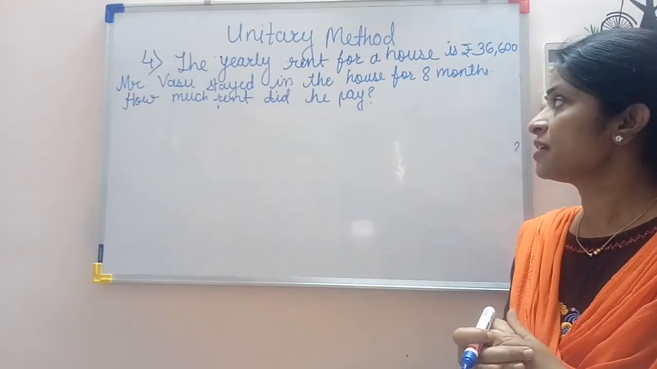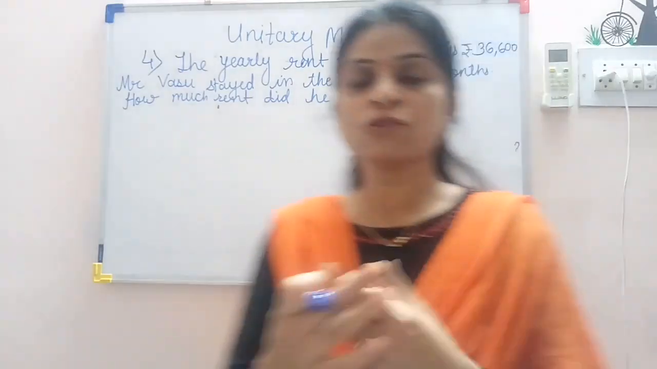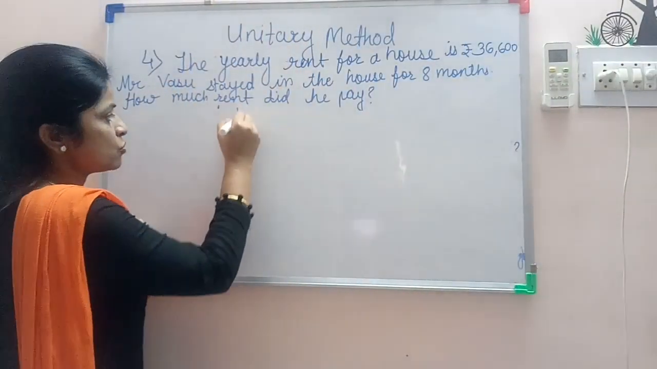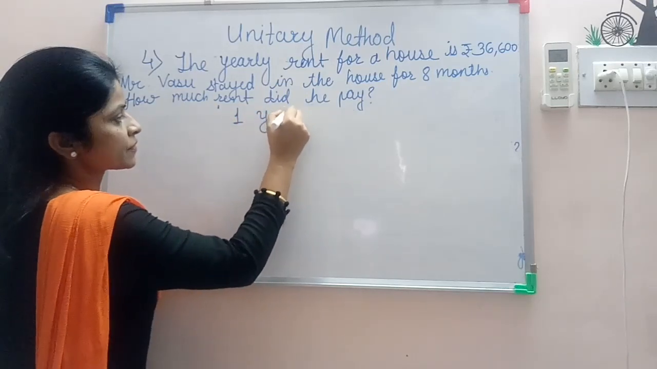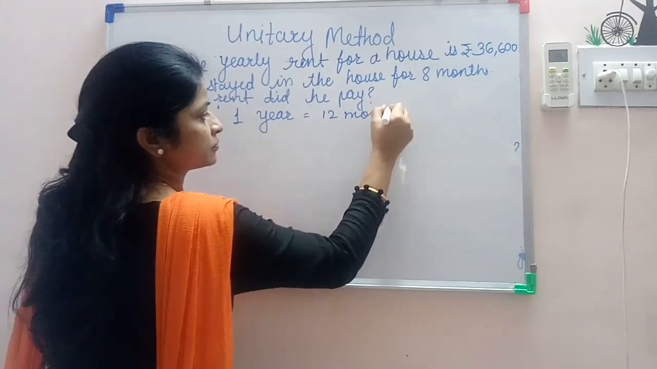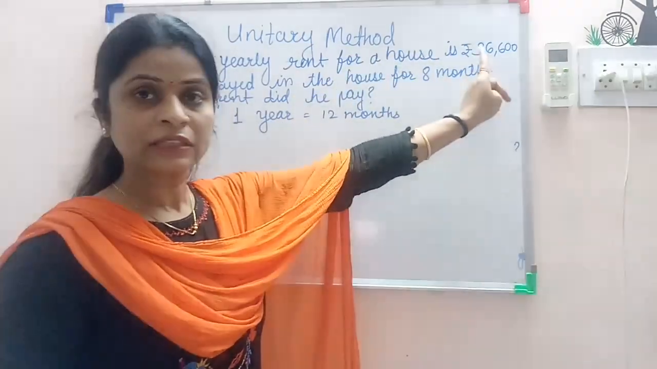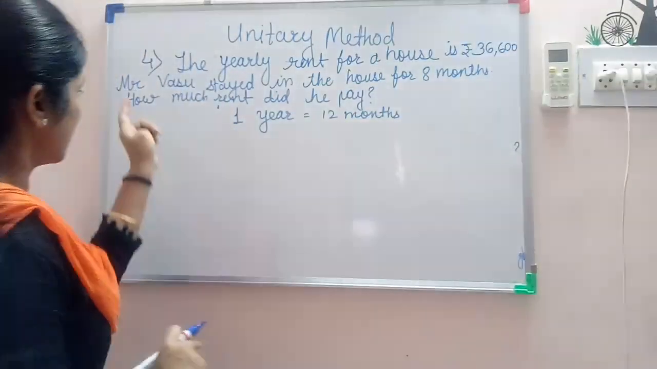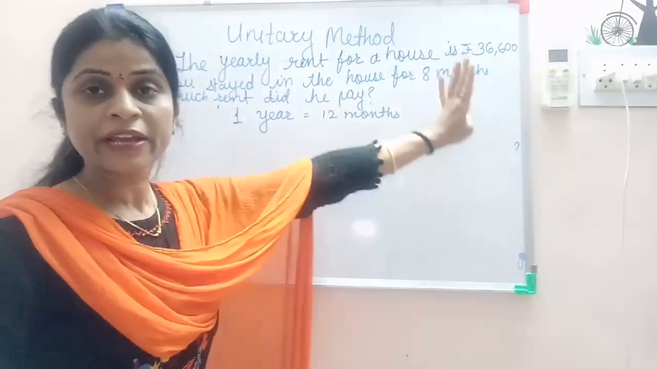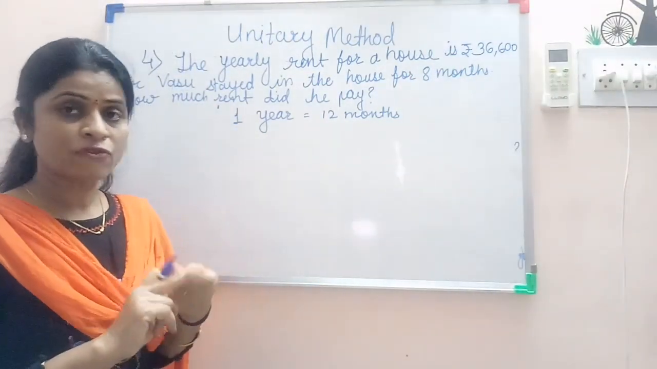Now the next example: the yearly rent for a house is rupees 36,600. Mr. Vasu stayed in the house for 8 months. How much rent did he pay? Now students, yearly rent means, as we know, 1 year is equal to 12 months. So 12 months rent for a house is given as 36,600. And what is asked? How much rent he has paid for 8 months. So first of all we have to find out the rent for 1 month.